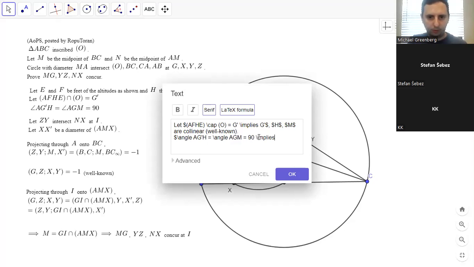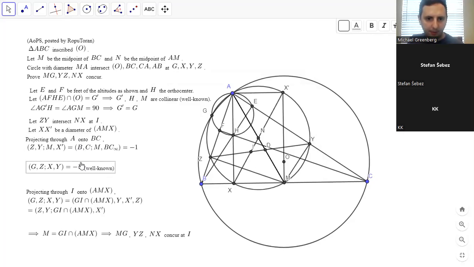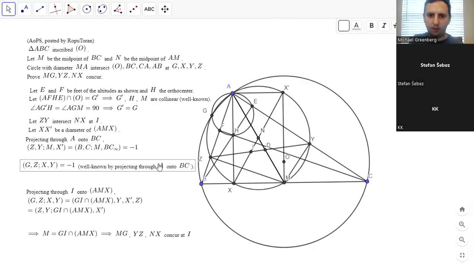So this means that G prime equals G. Okay. And so this, we wanted to try to prove this, right? GZXY is harmonic, that we can project through A, like you said. I'll just say well known by projecting through A. Because once we know that, it's true, and it's because A, G, F, E, and BC concur.